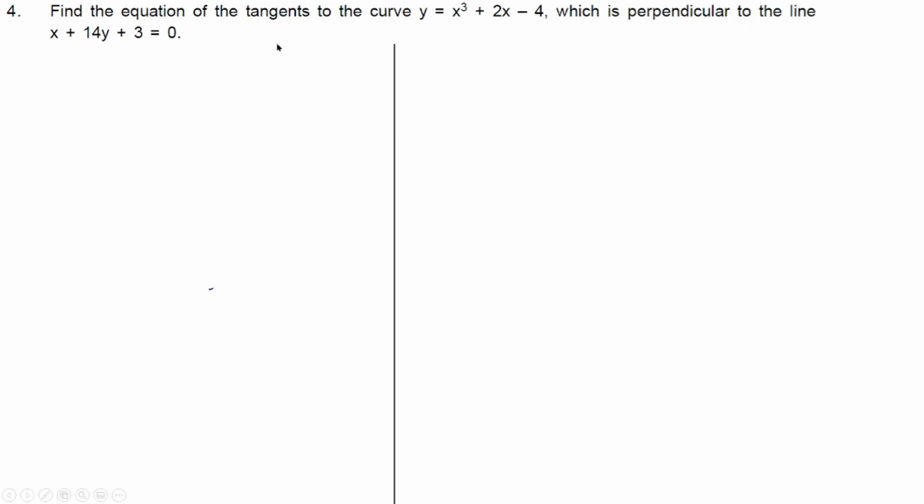Next question: find the equation of tangents to the curve y is equal to x cube plus 2x minus 4 which is perpendicular to the line x plus 14y plus 3 equal to 0.